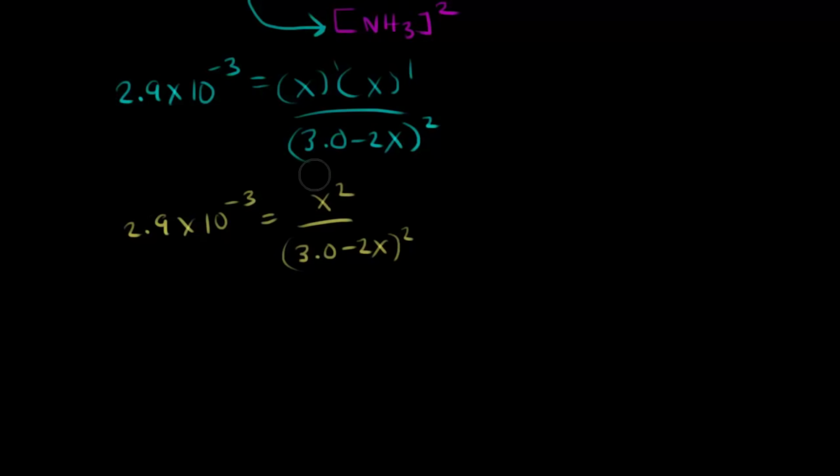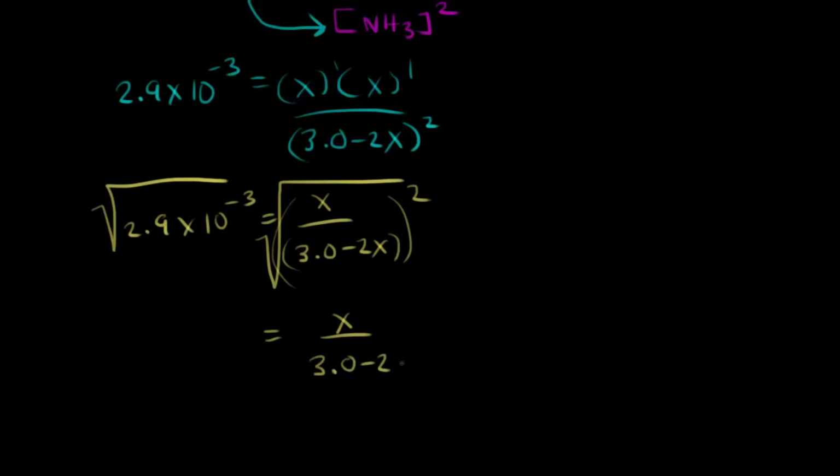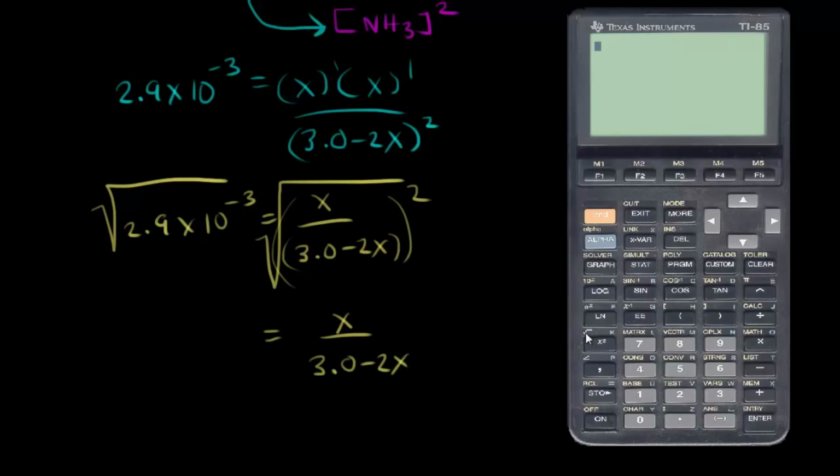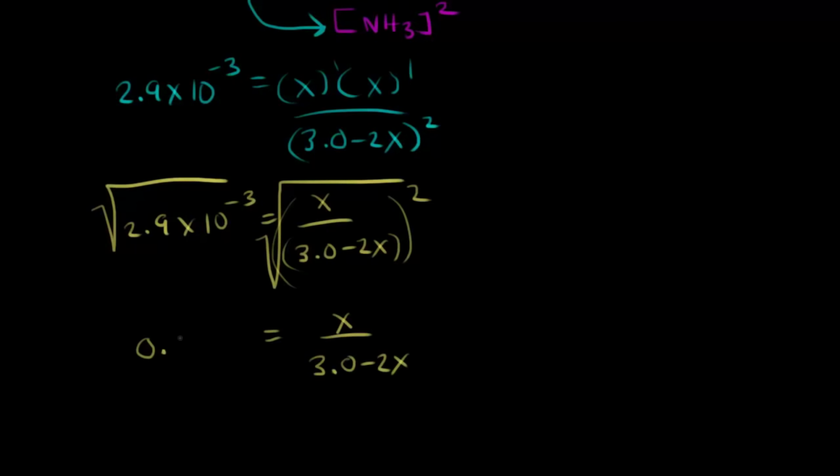What we could do here is notice these are both x squared, so we could just say that this is all squared on the right side. Then we could take the square root of both sides. The square root of what's on the right would be x over 3 minus 2x. Let's take out the calculator: the square root of 2.9 times 10 to the negative third is equal to, let's round that to 0.054. It just makes it easier to round that.